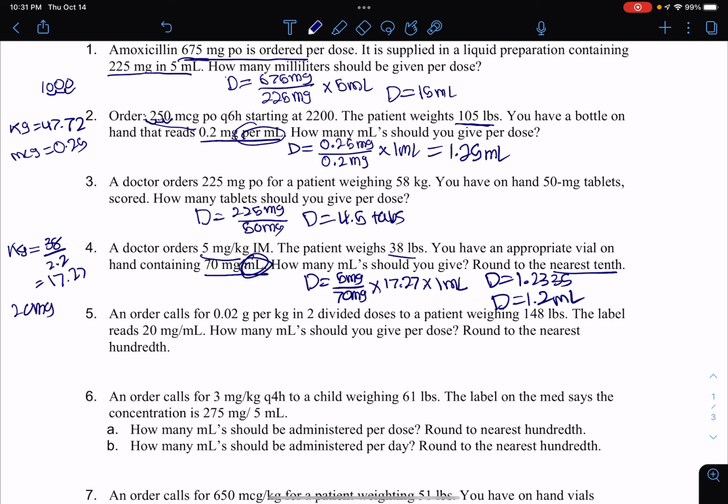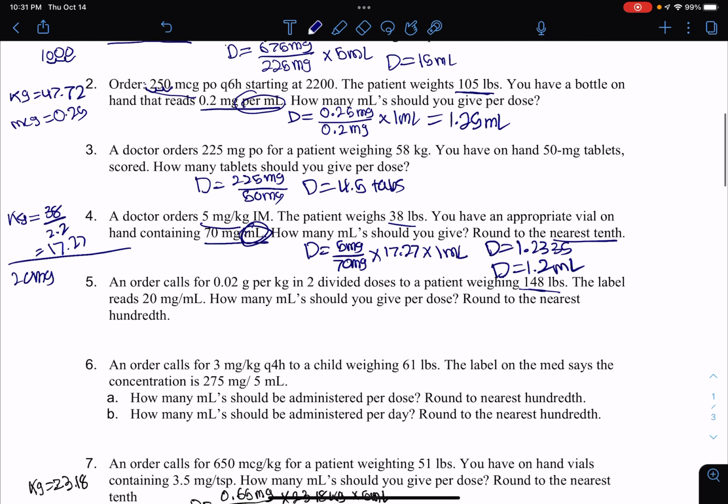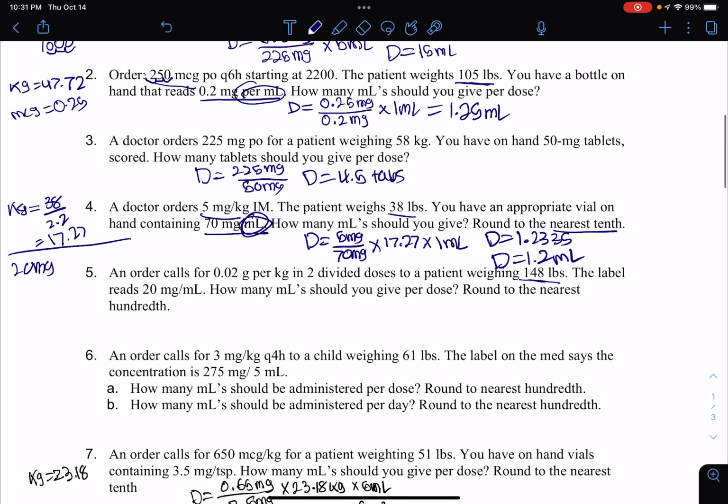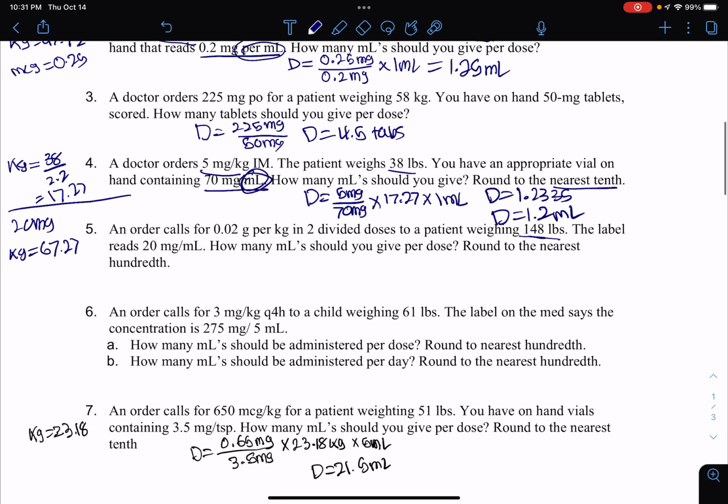Let's write that down on the side there. It's going to be divided into 2 doses. We'll worry about that at the end. To a patient weighing 148 pounds, we're going to do 148 divided by 2.2, which is going to give you 67.27 kilograms. And everything else we can now set up.